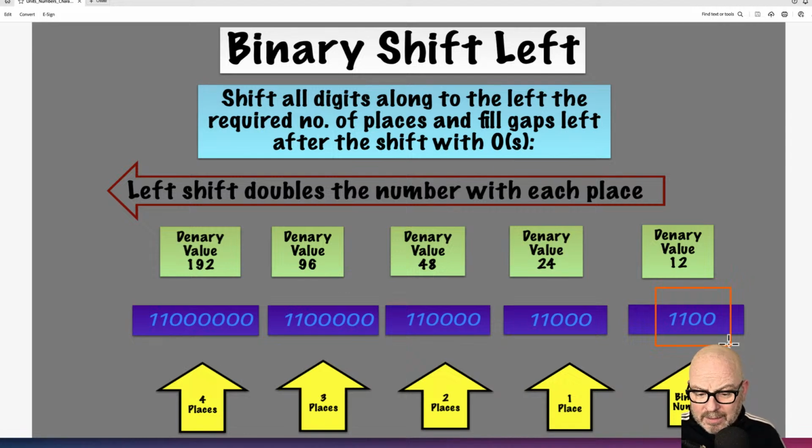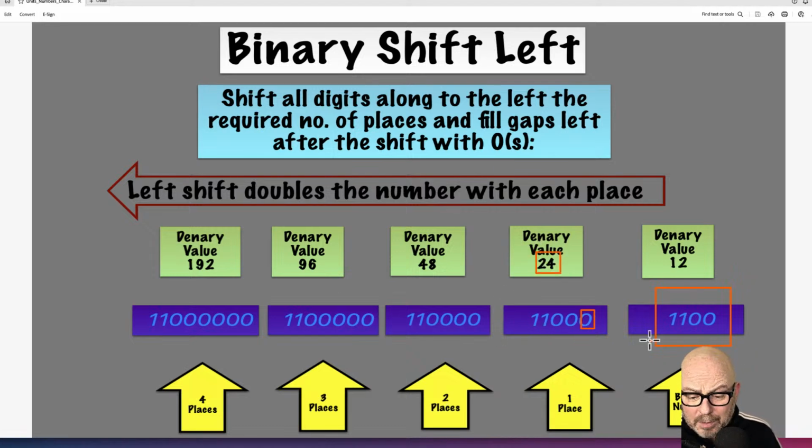If they said do a left shift, a binary shift 1 bit to the left, all you do is move everything to the left and add a 0 here, okay? And that will double the value. I've done the Denary equivalent here. So this is 12. 1100 is 12. If you double it, it becomes 11000, and in Denary it would be 24.